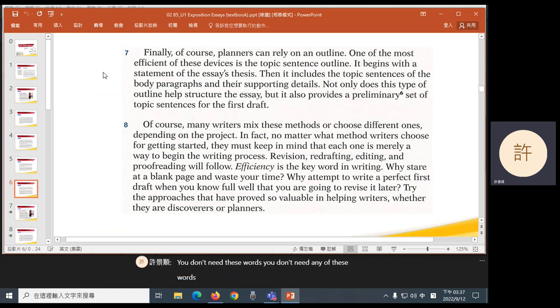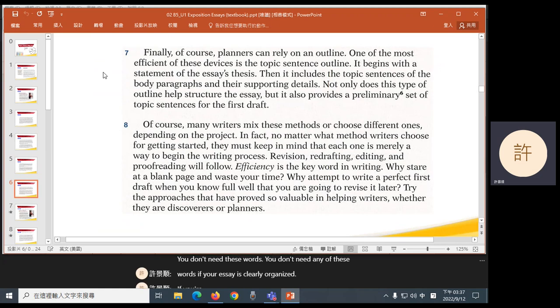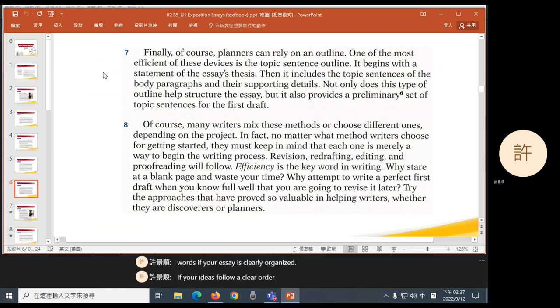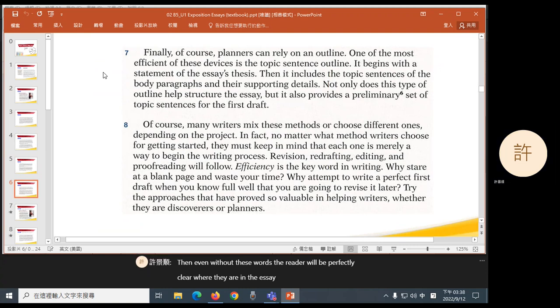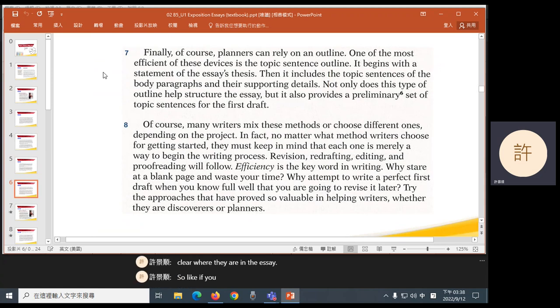If your essay is clearly organized, if your ideas follow a clear order, then even without these words, the reader will be perfectly clear where they are in the essay. So, like, if you have a textbook, a paper textbook, and you see the whole essay on the same page, you don't need the word finally. You can tell the essay ends after paragraph 8. You don't need the word finally.